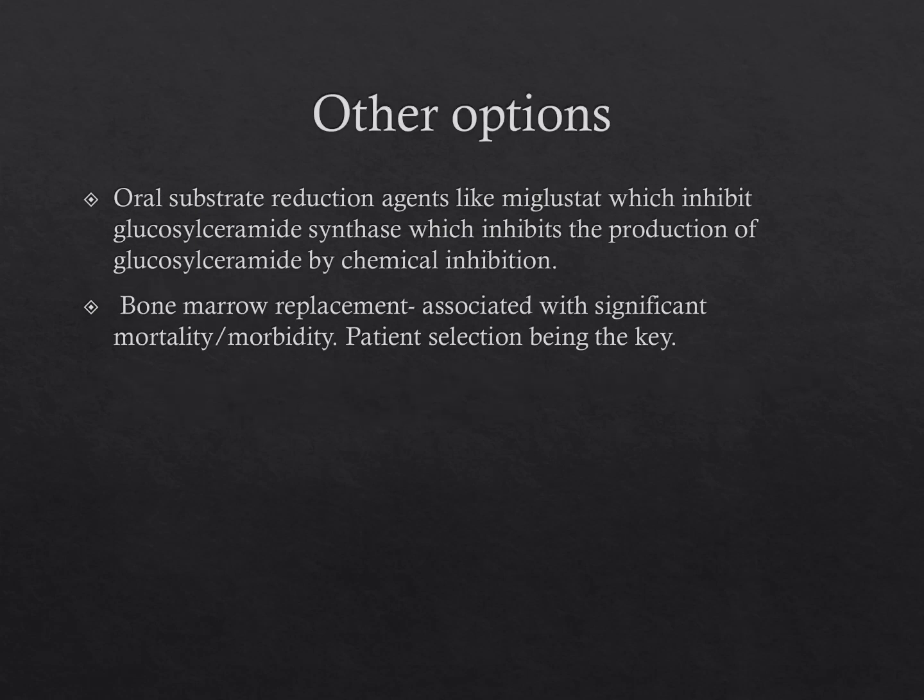The other alternative to enzyme replacement therapy is to use agents such as miglustat, which is an oral substrate reduction agent which inhibits glucosylceramide synthase, which in turn inhibits the production of glucosylceramide, which is the culprit that gets accumulated in this disorder. The other option is also a bone marrow replacement therapy, but this is associated with significant mortality and morbidity in the patient, and patient selection becomes the key then.